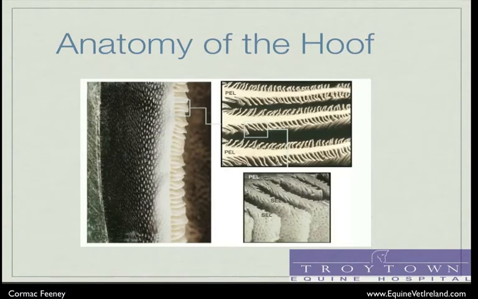As we can see in the image in front of us, the horse's laminae are like little fronds of a fern. They extend out and attach onto each other. The PEL, which is the primary epidermal laminae, and the SEL, which is the secondary epidermal laminae, provide an attachment for the bone to the hoof. The cells which line each aspect of this arrangement are held together by tight junctions.